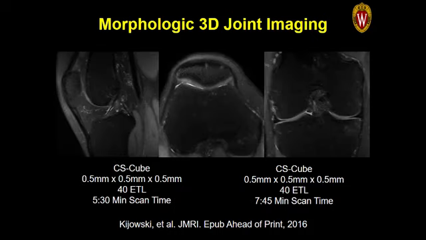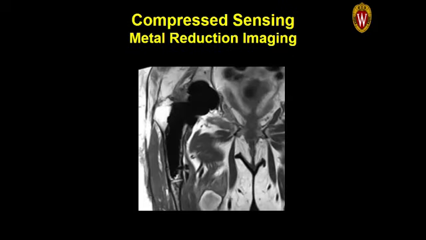Now, despite the slightly greater image blurring, especially when evaluating low contrast structures, the use of compressed sensing acceleration of three-dimensional fast-spin echo sequences allows these really high-quality three-dimensional fast-spin echo sequences with adequate signal-to-noise ratio to be acquired with 0.5 millimeter isotropic resolution using a relatively short 40 echo train length while maintaining a clinically feasible 5-minute, 30-second scan time. So it helped us achieve our ultimate goal of three-dimensional fast-spin echo imaging.